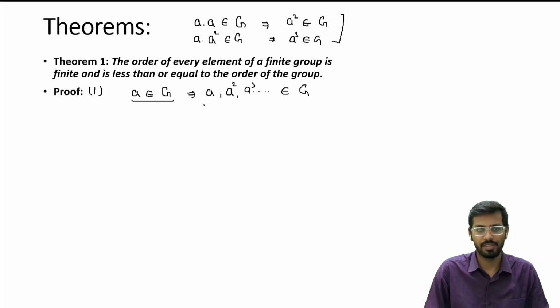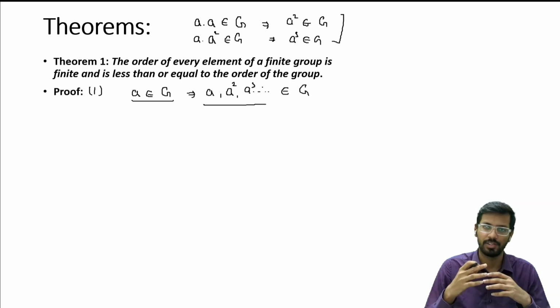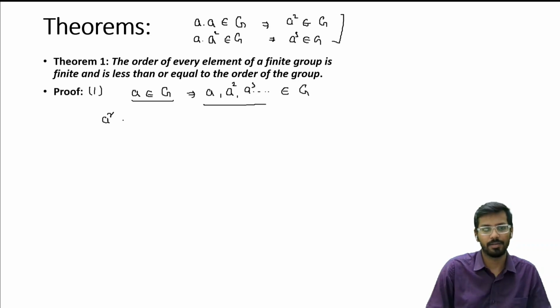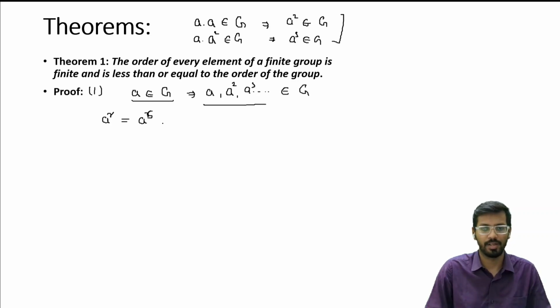So these elements are finite because G is a finite group. They can be finite only if after a certain interval the elements start repeating; otherwise they would be an infinite number. So for it to be finite, after some certain interval its elements must start repeating. Suppose we take two elements, a raised to power r and a raised to power s, and they are equal.